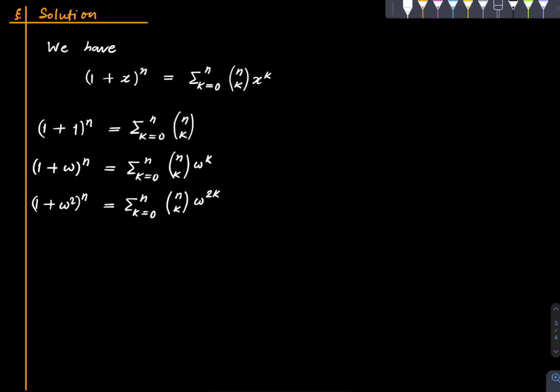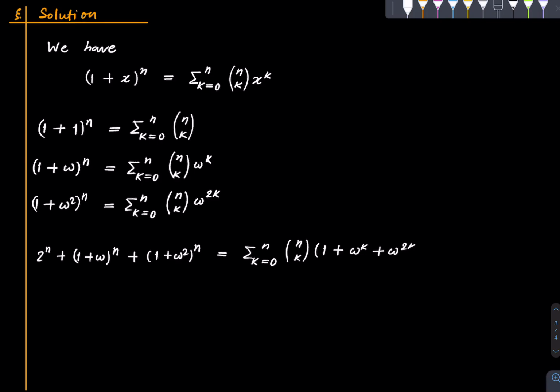And now let us add all the three things. So on the left hand side, we will get 2 to the n plus 1 plus omega to the n plus 1 plus omega squared to the n, equals the summation k equals 0 to n of n choose k times 1 plus omega to the k plus omega to the 2k. All right, and we discussed that this is equal to 3 only when k is divisible by 3, and otherwise this is 0.